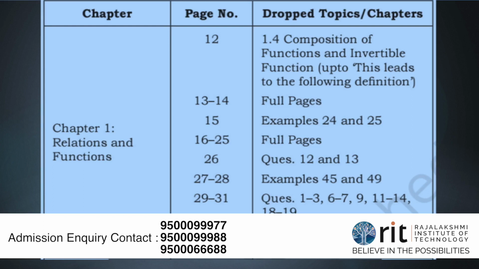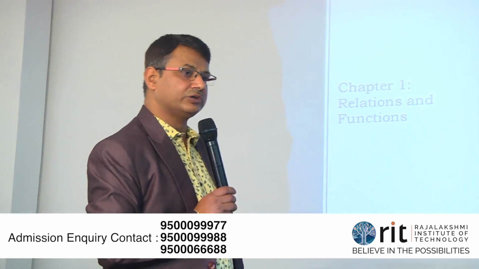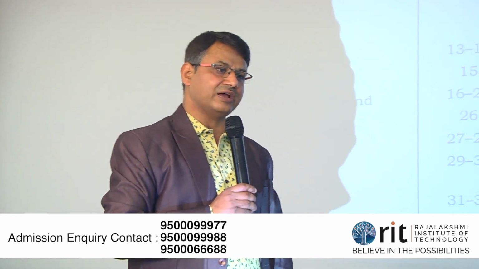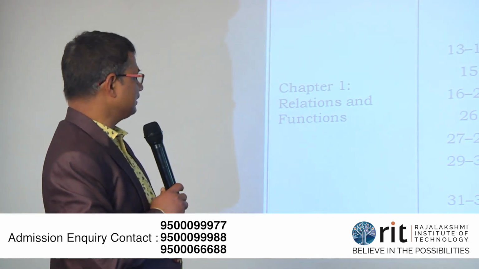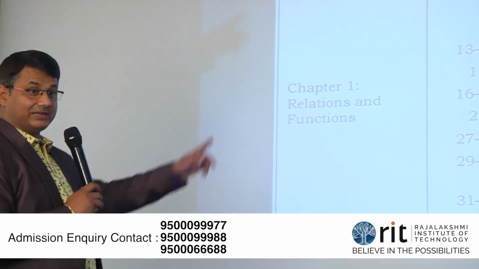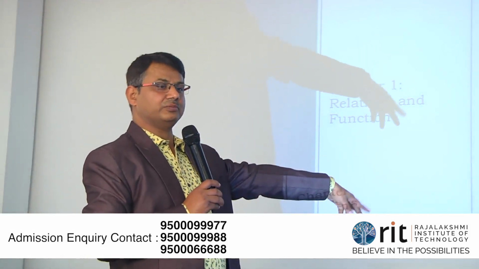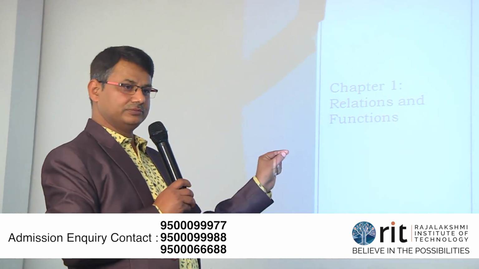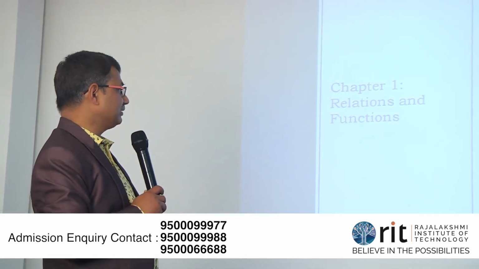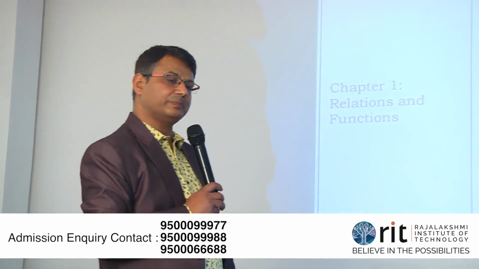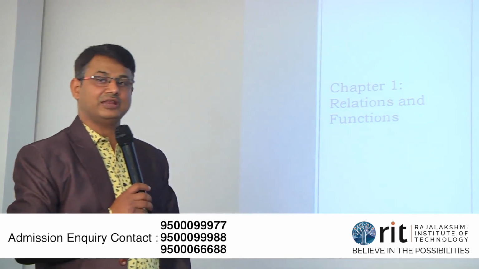Page number 26, questions 12 and 13, these two questions do not have to be read for the examination. Page number 27 and 28, examples 45 and 49 are not coming. Page number 29 to 31, questions 1 to 3, 6, 7, 9 are coming. Question number 8 is coming, so write down that you have to prepare it. Question number 10 is coming, 11 to 14 not coming, 15, 16, 17 coming, 18 and 19 not coming.